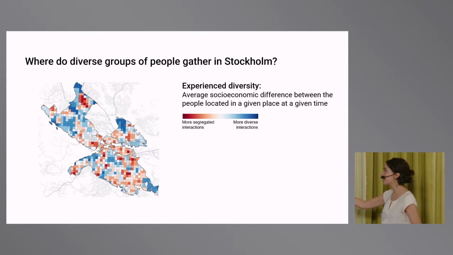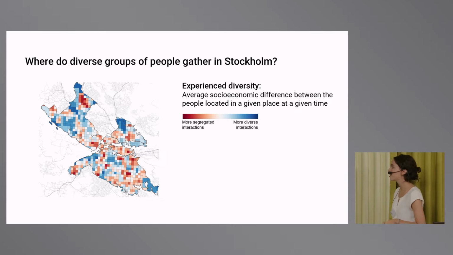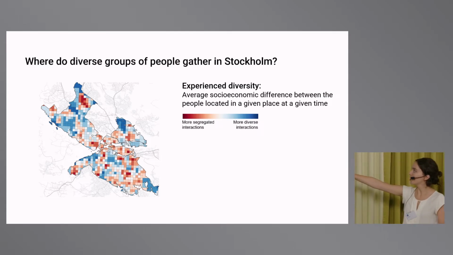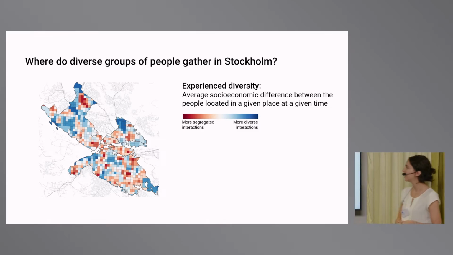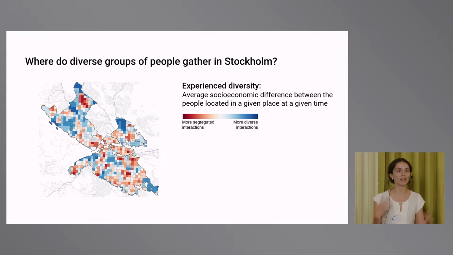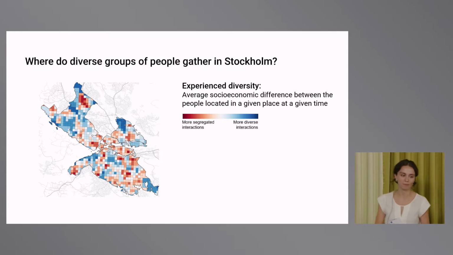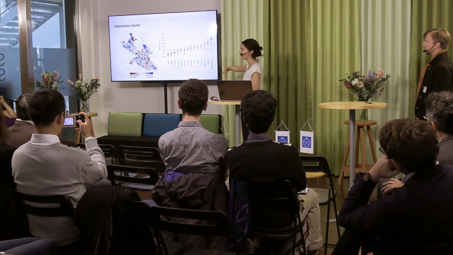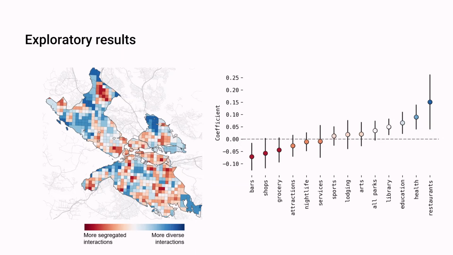And then we can do this across the entire city of Stockholm. So here you can see that experience diversity is actually pretty clustered in space. So for example, Kista up here in the dark red is a bit of a hotspot of low experience diversity, where people are mainly interacting with people who are similar to them. And in general, we see that areas that have more libraries, schools, healthcare facilities, and restaurants host more diverse interactions, see more of this experience diversity.